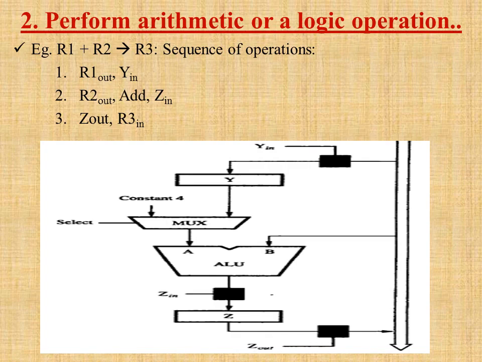So automatically the result that was stored in the Z register will be taken out and put on the internal processor bus. From the internal processor bus, it will go to the register R3. Why register R3? Because R3in is being activated, by supplying 1 to that. So in this way, by using these 3 steps, the R1 plus R2 instruction is executed and the result is stored in the R3 register.